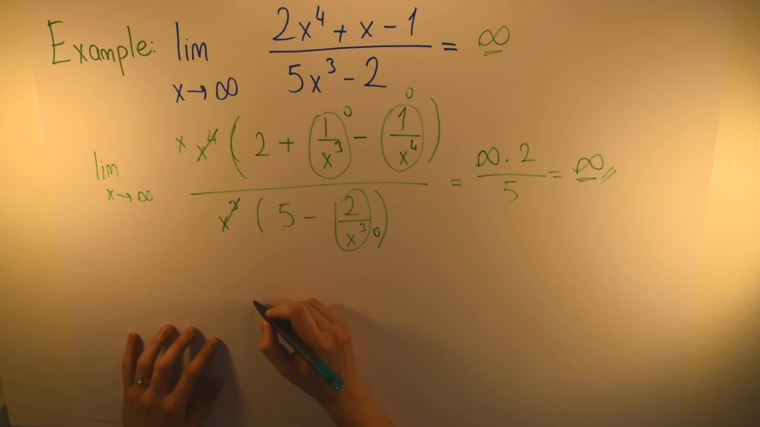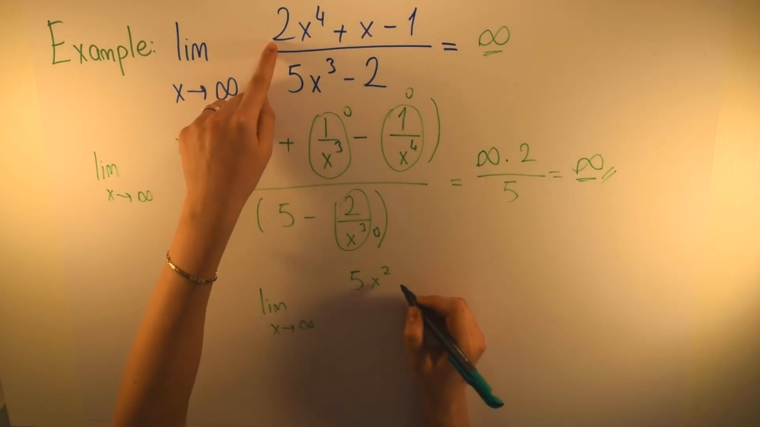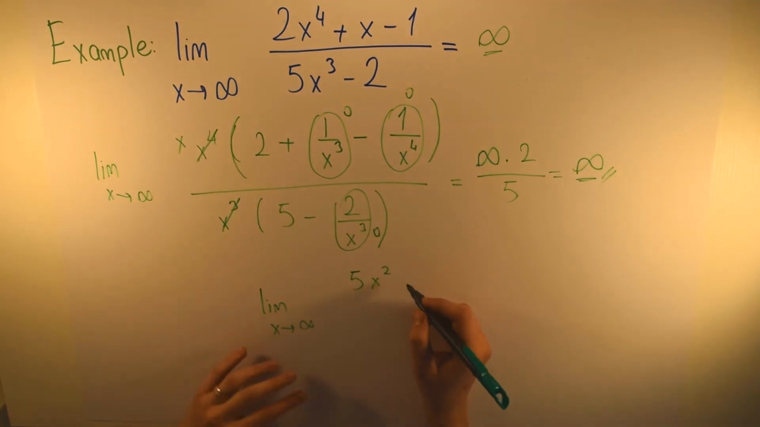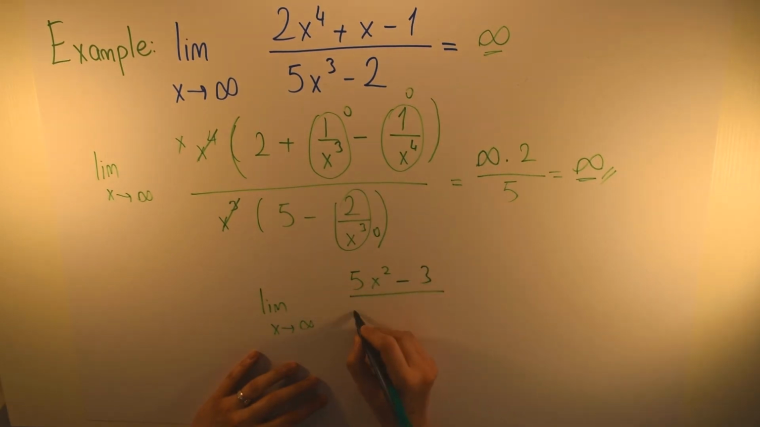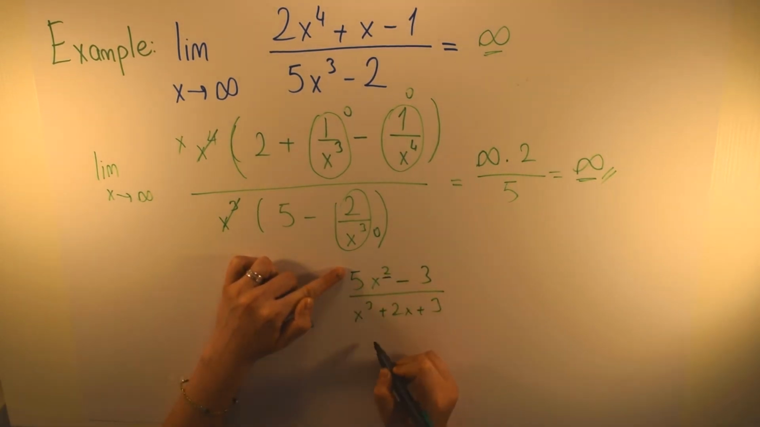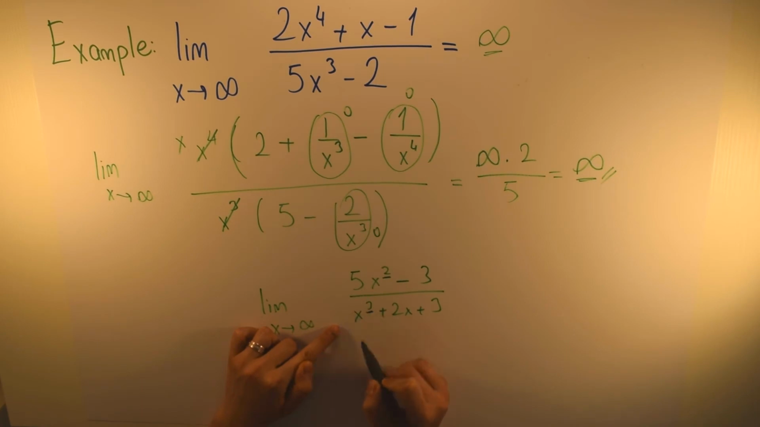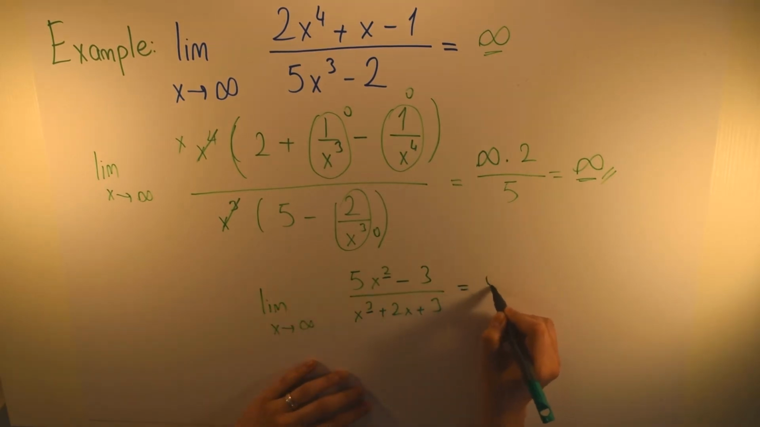So let's say you have a limit like this, the limit as x approaches infinity. Now let's say the degree of the numerator is less than the degree of the denominator. Now what happens? So 5x squared minus 3 over x cubed plus 2x plus 3. Same logic. When we have a limit like this, the degree of the numerator, as you can see, is 2. It's less than the degree of the denominator, right? It shows us the denominator is getting bigger faster than the numerator, which makes this limit equal to 0.